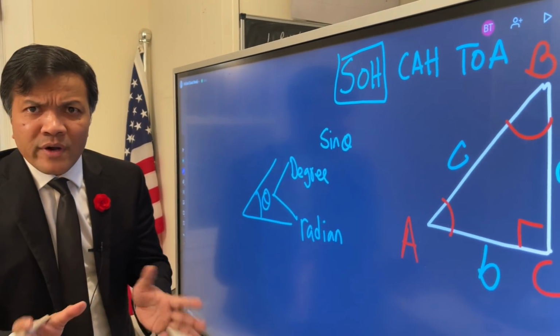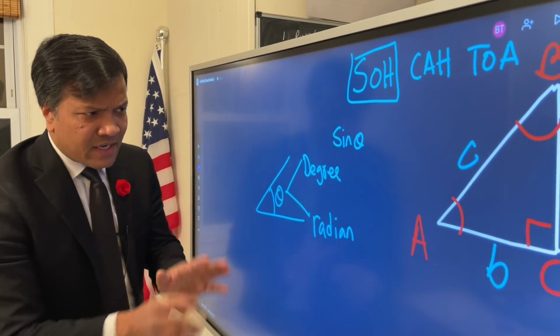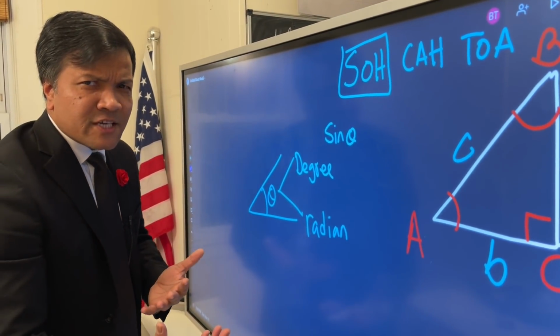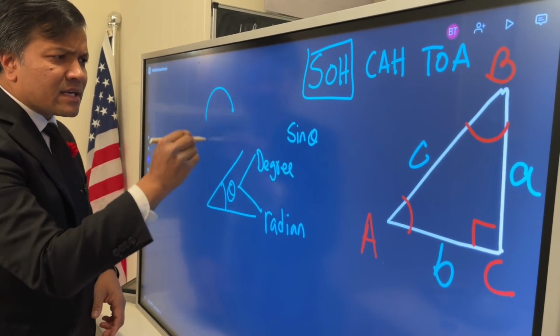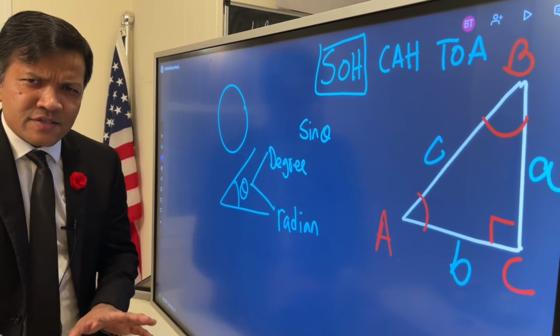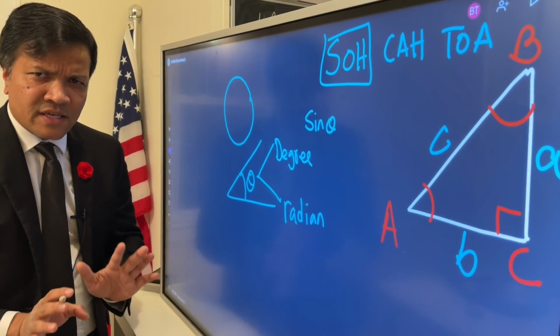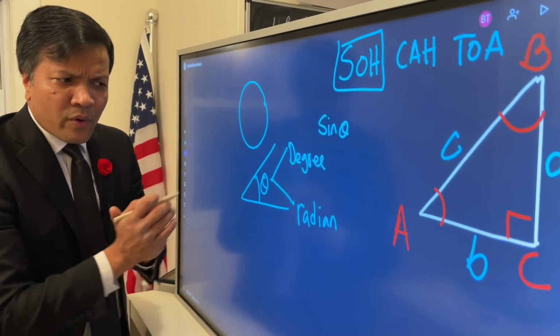And by the way, what is a radian? You probably understand what a degree is. When you make one revolution from one point and come back to the same point, this is 360 degrees. Now you probably think, what is a radian?